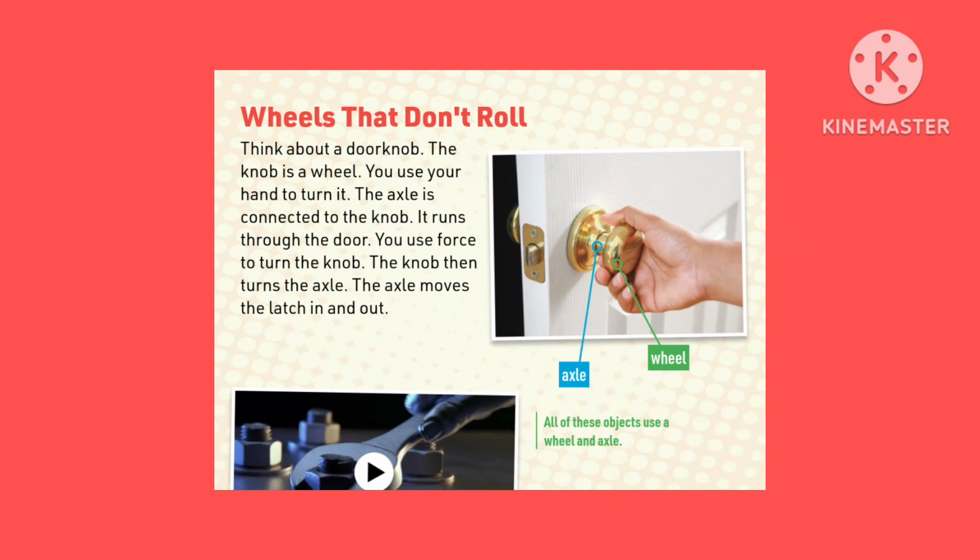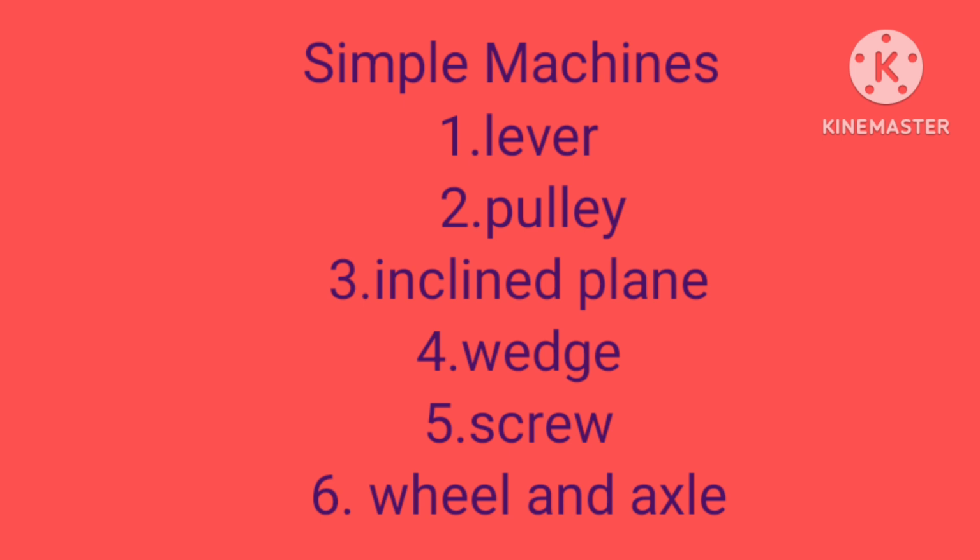So these are the six categories of simple machine. The first one is lever, second one is pulley, third one inclined plane, fourth wedge, fifth one screw, and sixth one wheel and axle. Hope you all understood what a simple machine is and its classification.